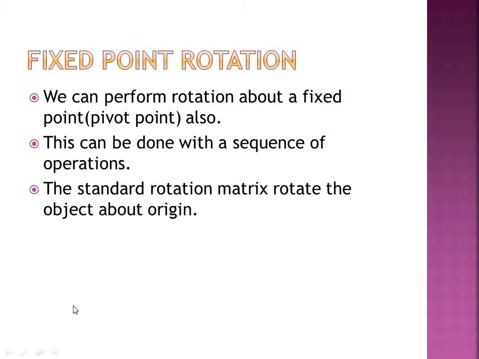So basically, the meaning of fixed point rotation is that in this type of rotation we rotate the object about a fixed point other than the origin. The standard rotation matrix also needs a pivot point to rotate the object, but that pivot point is actually the origin. If we want to rotate the object not about the origin but some other point, then it is called fixed point rotation. How will we perform a rotation about any arbitrary given point other than the origin? For that we have to perform a sequence of operations. So let's see what these operations are.